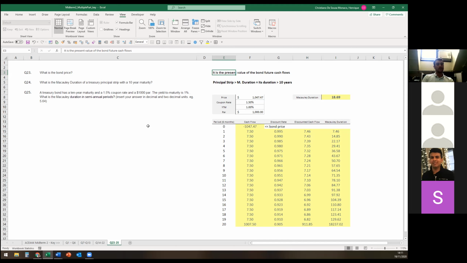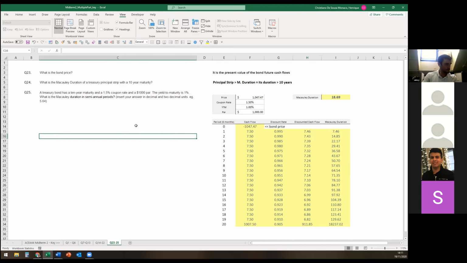So if you weight the periods in which this bond will make a payment, the only payment is at maturity at 10 years. So 10 years is its duration. Now, if you did the calculations, you should find the same thing. But if you're talking about a principal strip, you don't even have to do the calculation.